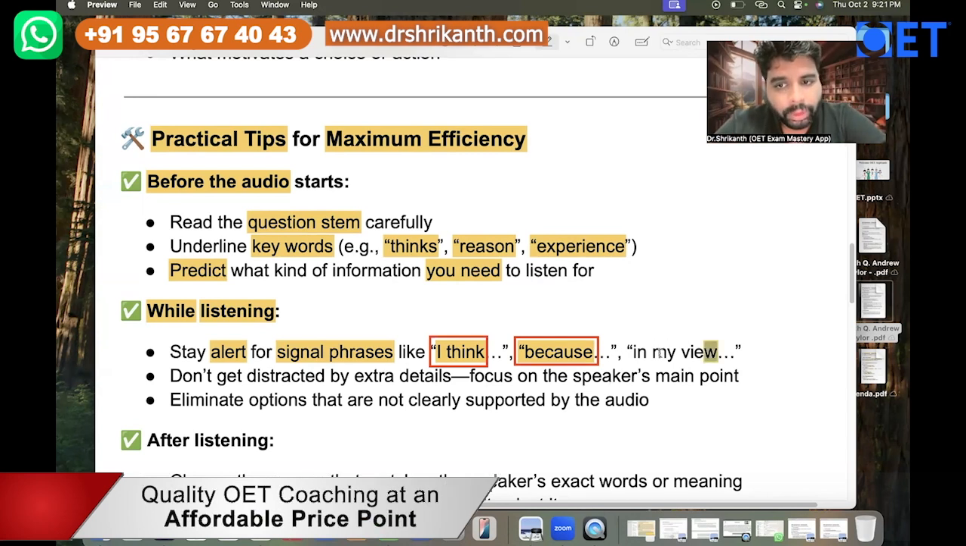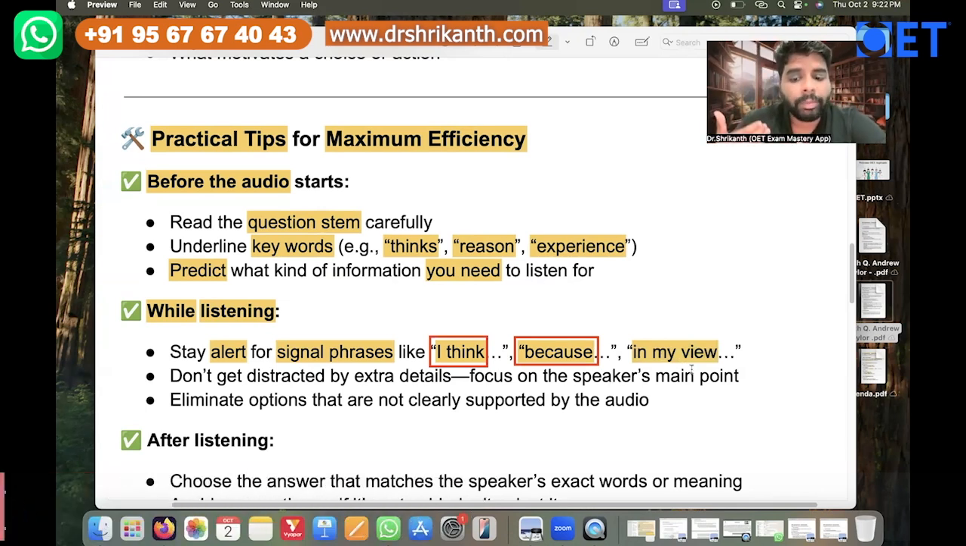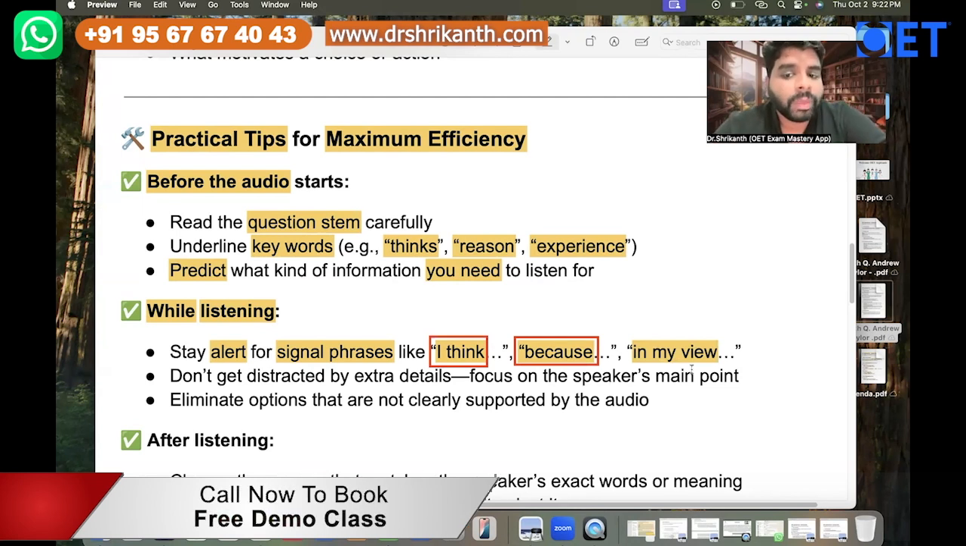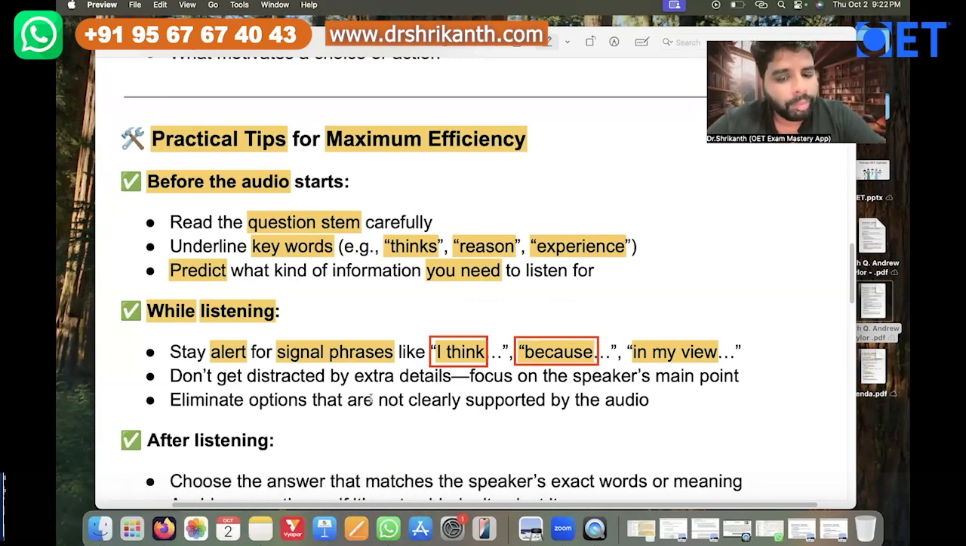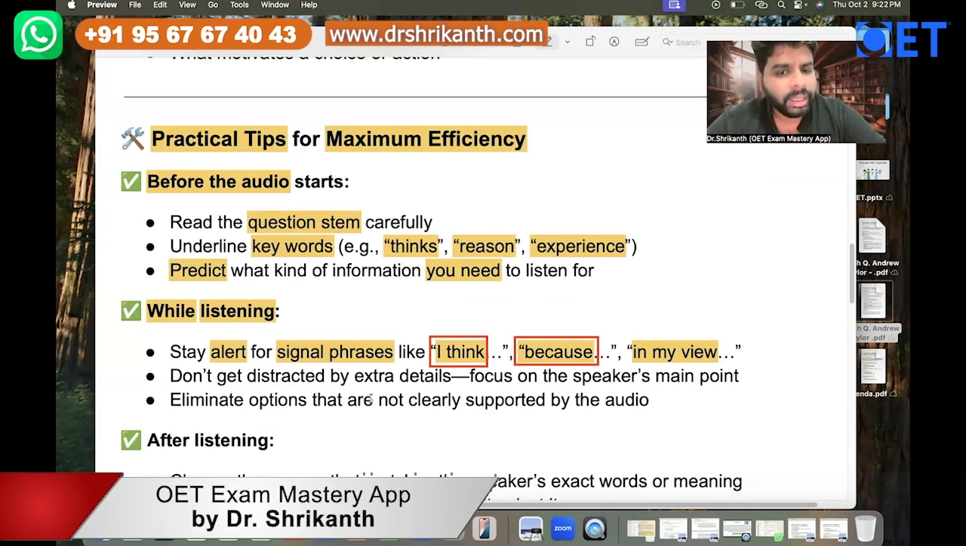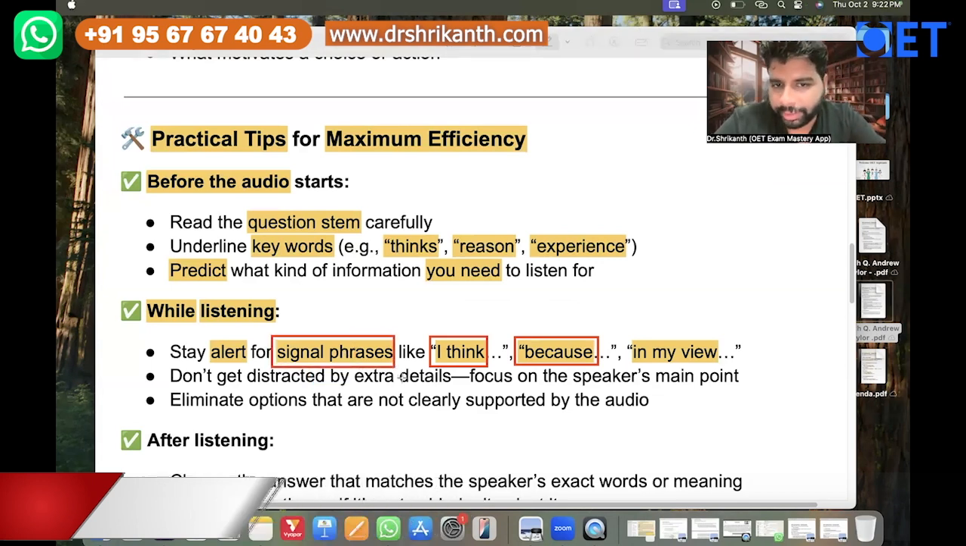In my view, now see, in my point of view. So the speaker is saying, in my point of view, it directly indicates the person is speaking about their opinions. So you have to stay alert. You don't have to give importance to every single word they're saying. The OET gives you some clues. Before they actually say the answer, they give you these types of signal phrases. So for every question, there are certain signal phrases, and that skill you need to identify.